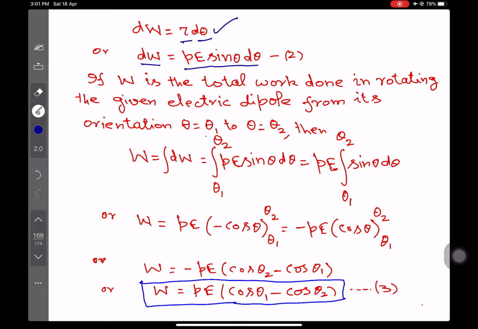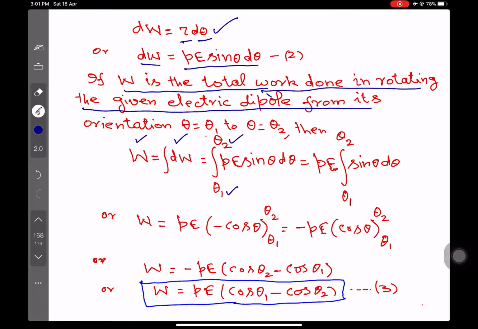And if capital W is the total work done in rotating the electric dipole in the given electric field from its orientation theta equal to theta 1 to theta equal to theta 2, इसका मतलब कि पहले जो एक्सिस है डाइपोल की that makes an angle theta 1 with the direction of the electric field, हमने उसको रोटेट किया ताकि उसकी जो एक्सिस है it makes an angle theta 2 with the direction of the electric field. Then W can be obtained by integrating dw, that is capital W equal to integral dw and that is equal to integral limits from theta 1 to theta 2 and dw is PE sine theta d theta.